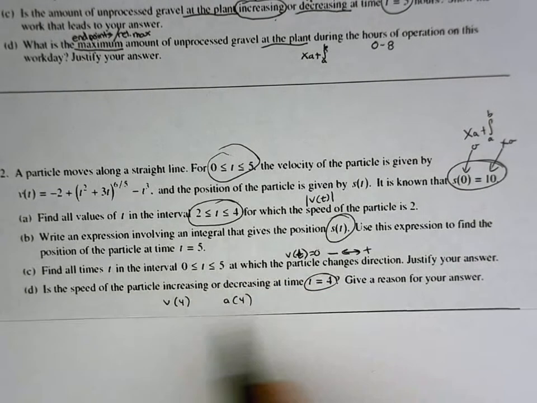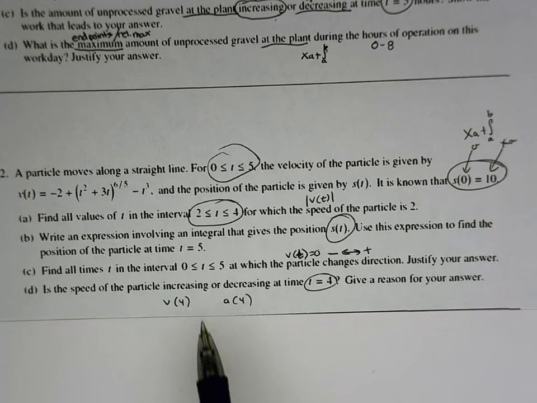If they have the same sign, then that means speed's increasing, because both velocity and acceleration are positive, or both velocity and acceleration are negative. If they have opposite signs, then that means speed's going to be decreasing, right? Because they're fighting each other. They're in opposition to each other. One's positive, one's negative, right?